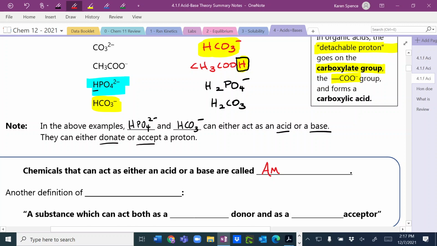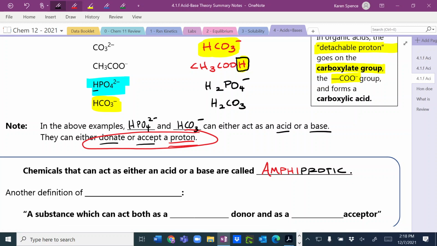You guys didn't like my picture of the frog enough to remember it? Amphi, yes, like amphibian. And they can both donate or accept a proton. So it's amphiprotic, yes. Amphi meaning both. Protic referring to being able to accept or donate a proton.